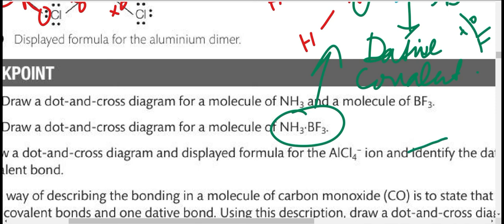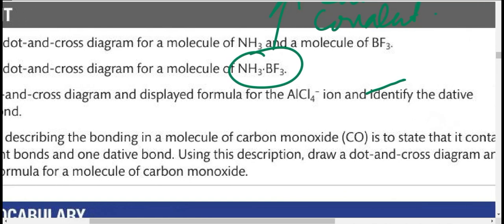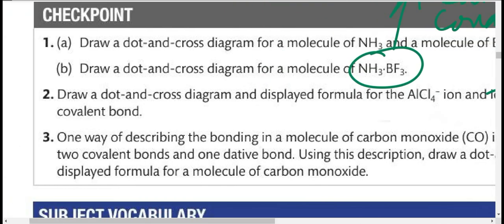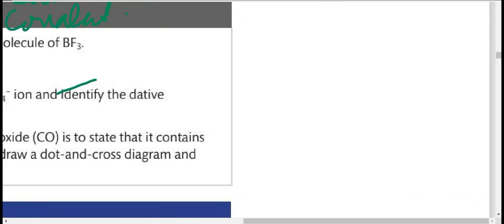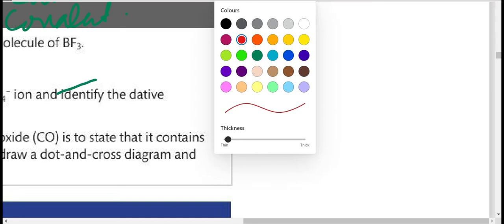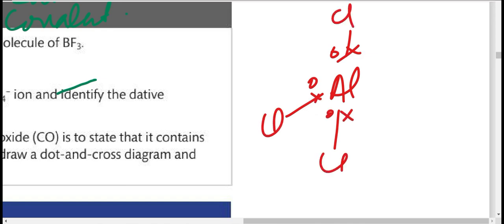Okay, let's see, can we draw AlCl4? Draw a displayed formula for AlCl4 negative and identify the dative covalent bond. Okay, AlCl4, we will work on this now. There's a big space here, so let us work with the minus charge on it. This is the last part at the moment. First of all, I'll go for aluminium. Aluminium with 1, 2, 3, dot and cross 1, dot and cross 2, dot and cross 3. This is chlorine, and this is another chlorine. And then we will draw Cl. Cl is going to offer a pair of electrons here.